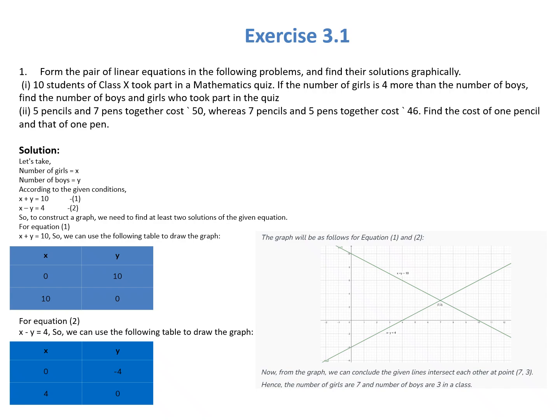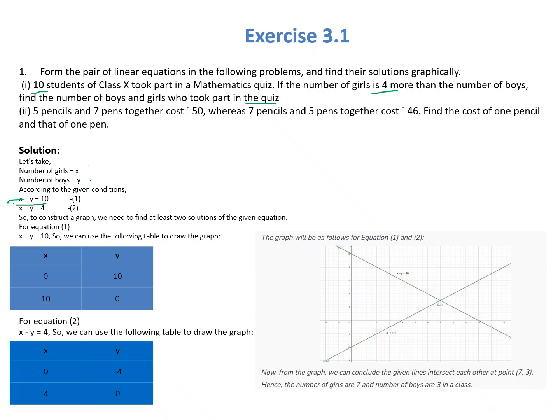So what is the first example? 10 students of class 10 took part in a mathematics quiz. If the number of girls is 4 more than the number of boys, find the number of boys and girls who took part in the quiz. Okay, so we can form two equations. We are assuming the girls as x and the boys as y. We know that the total number of students is 10, so the first equation is very simple: x plus y is equal to 10.